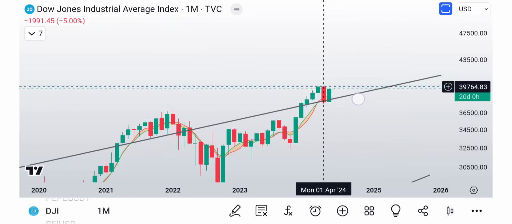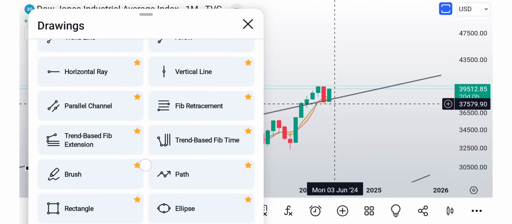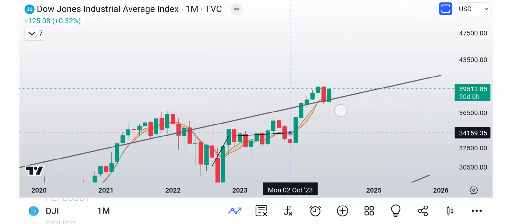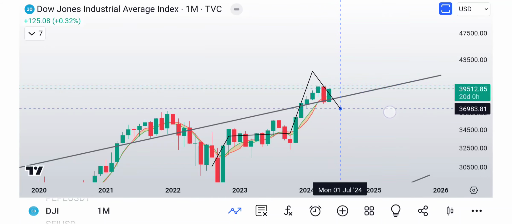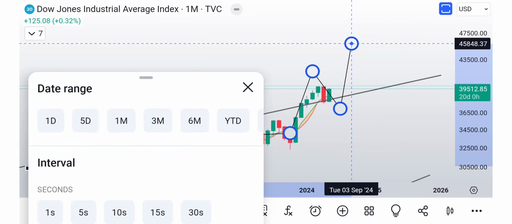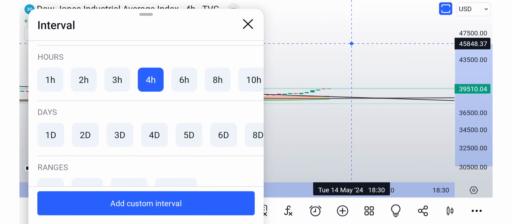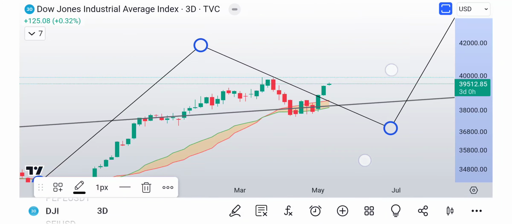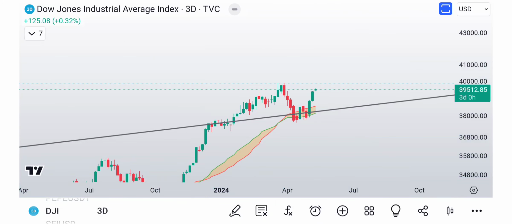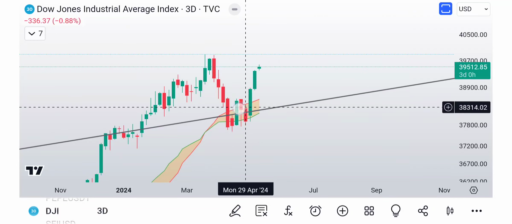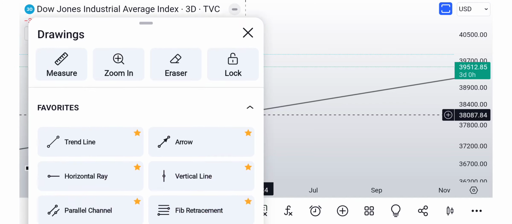We do have a 3-wave shape. I'd like to see 1, 2, 3, 4, and 5. Problem is, though, we want to get through this retracement level. We did retest the bull market support band. We bounced off nicely.